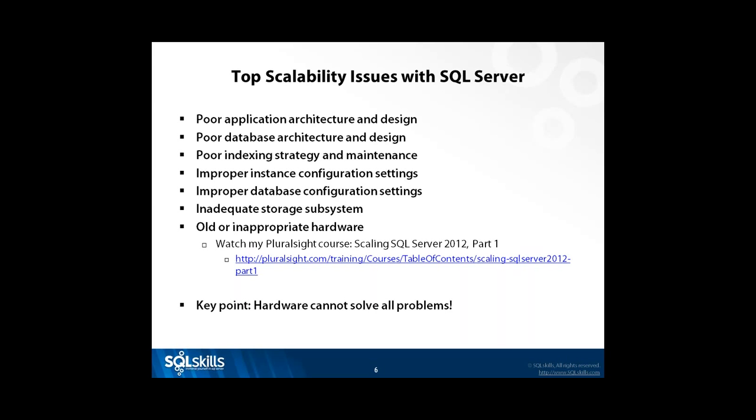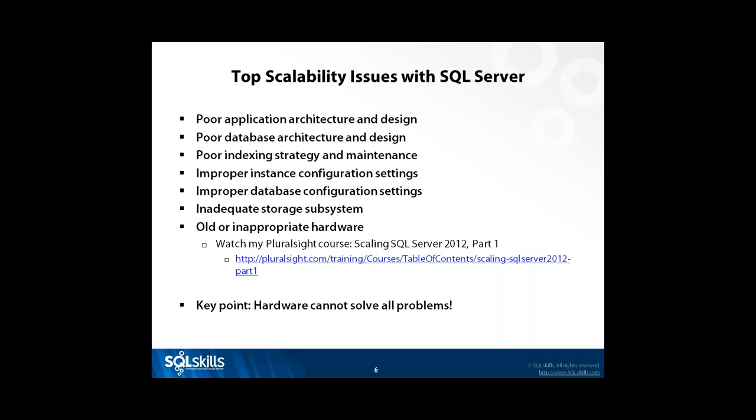And then poor database architecture and design is another big problem you run into. And quite often those first two things are out of your control as a DBA. But the next one, poor indexing strategy and maintenance, a lot of times you have a lot more control over that as a DBA, and you can find key missing indexes and make sure your indexes are well maintained and have a very nice effect on your performance.